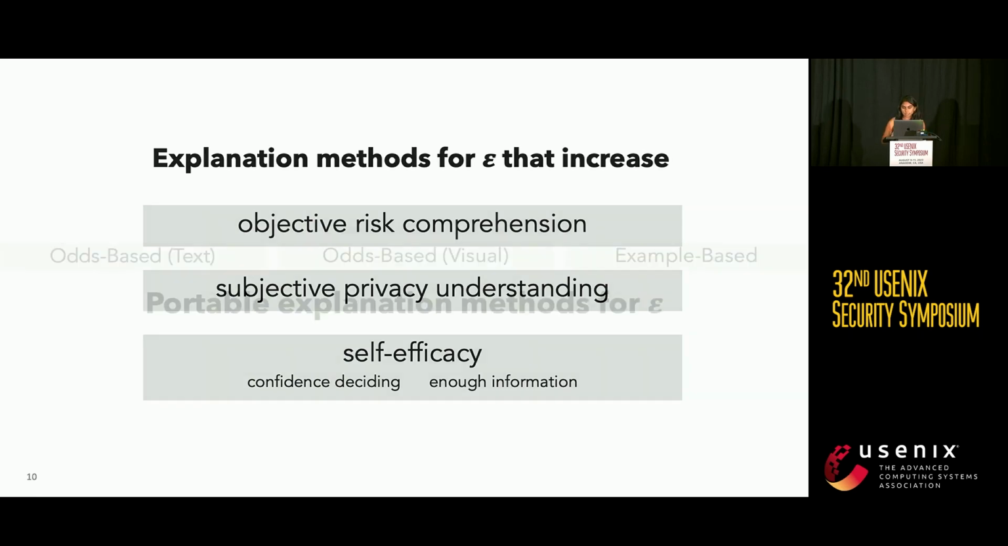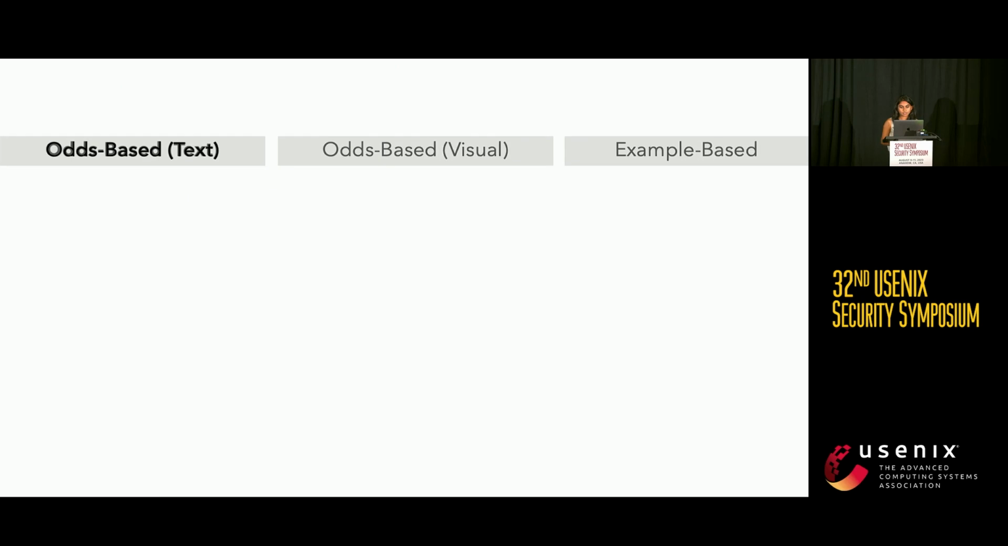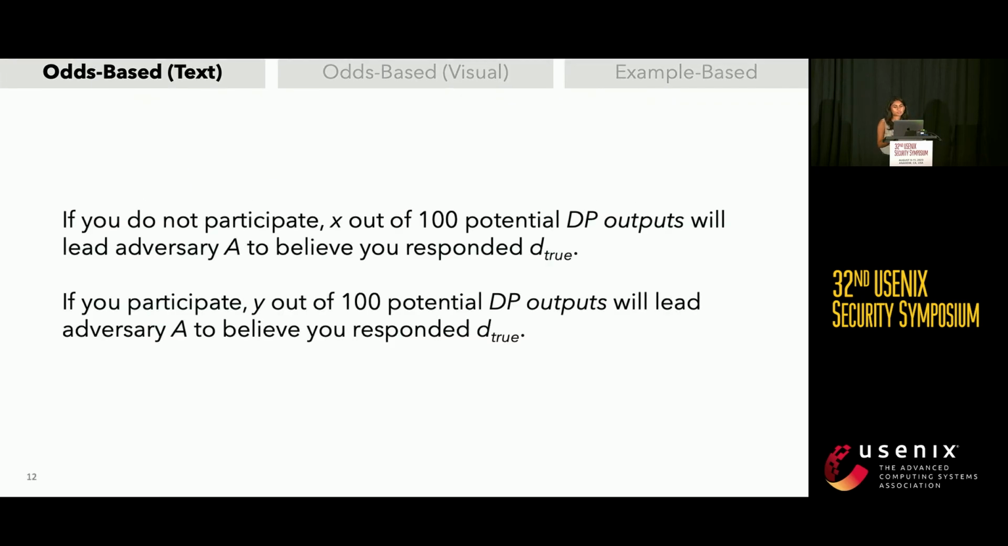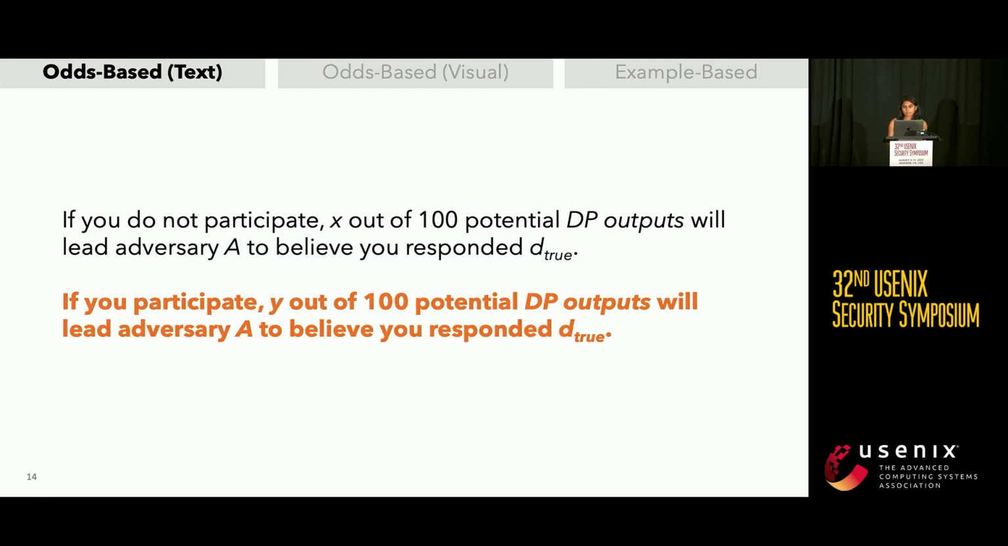So with these goals in mind, we developed 3 portable explanation methods for Epsilon that can be used in a variety of deployments. And so specifically, we designed an odds-based text method, an odds-based visual method, and an example-based method. And so I'm going to go through each of these individually. So first, our odds-based text method presents 2 probabilities. First, the probability of a negative outcome or an inappropriate data leak if the individual does not share their data. And second, the probability of a negative outcome if the individual does share their data.